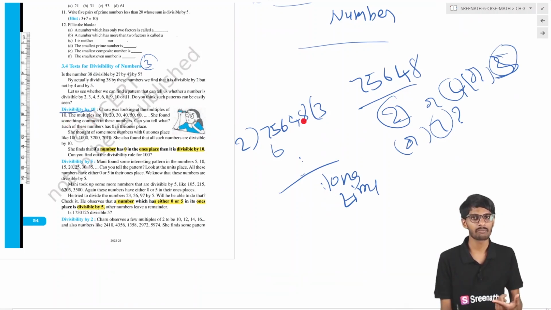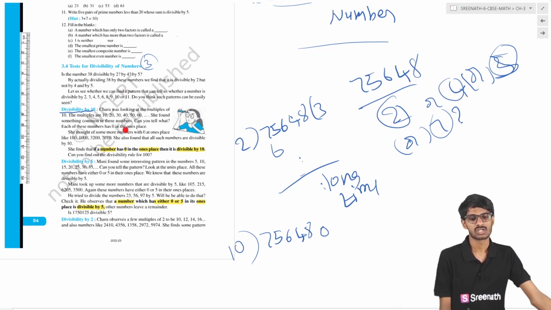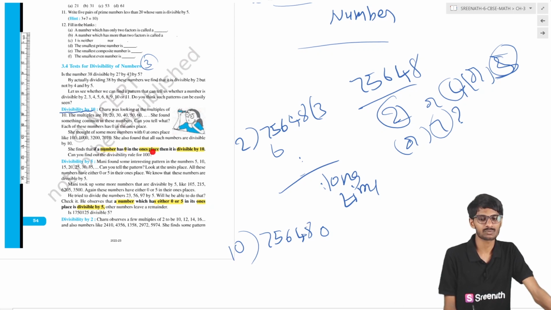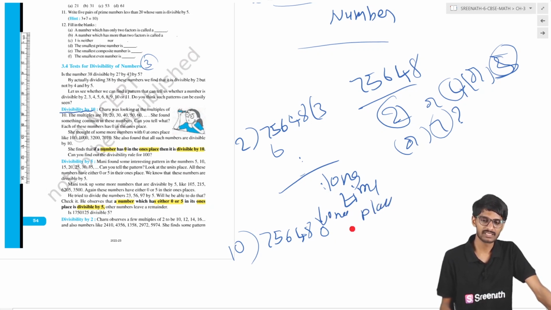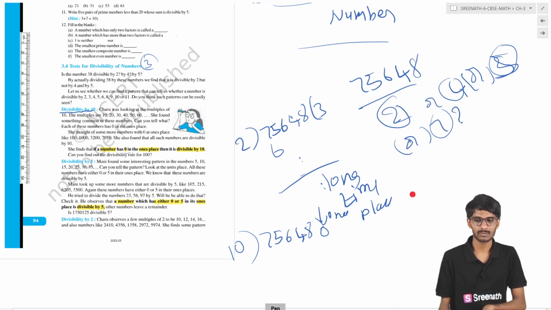Suppose there is a number 75,648,0, and you want to know whether it is divisible by 10 or not. What is the test we have? If a number has 0 in the ones place, then it is divisible by 10. So what is the rule? If you want to know whether a number is divisible by 10, we have to see its ones place. If there is 0 in the ones place, then it is divisible by 10.